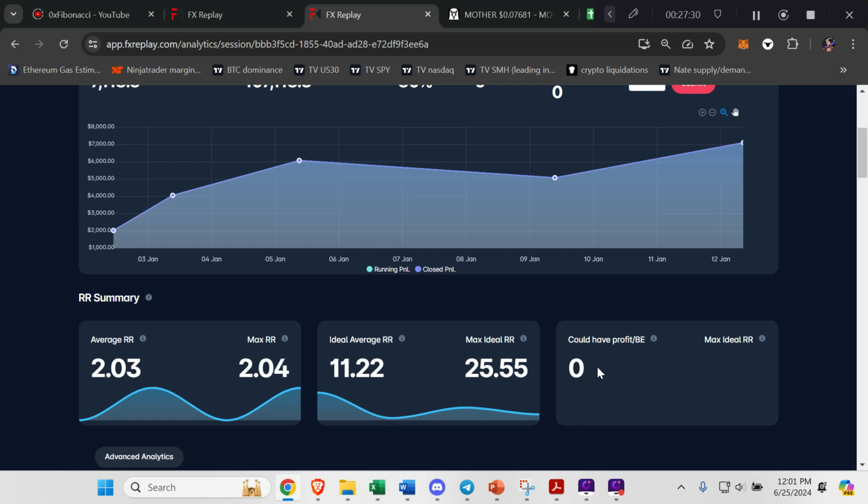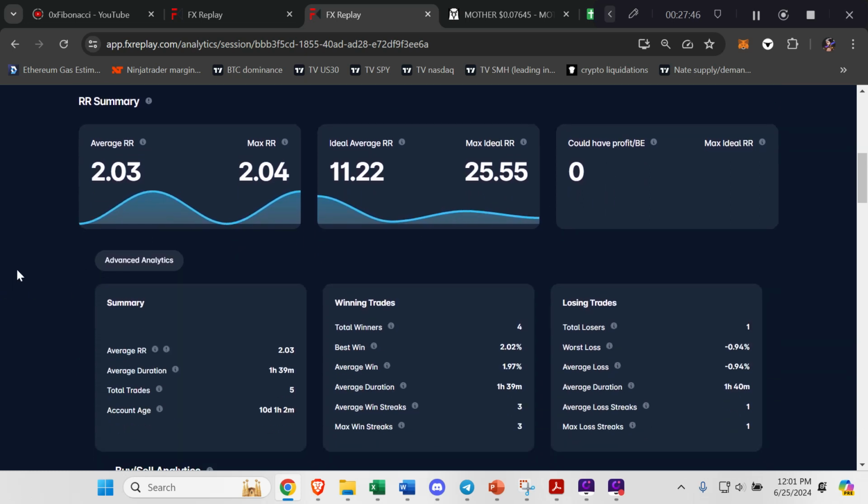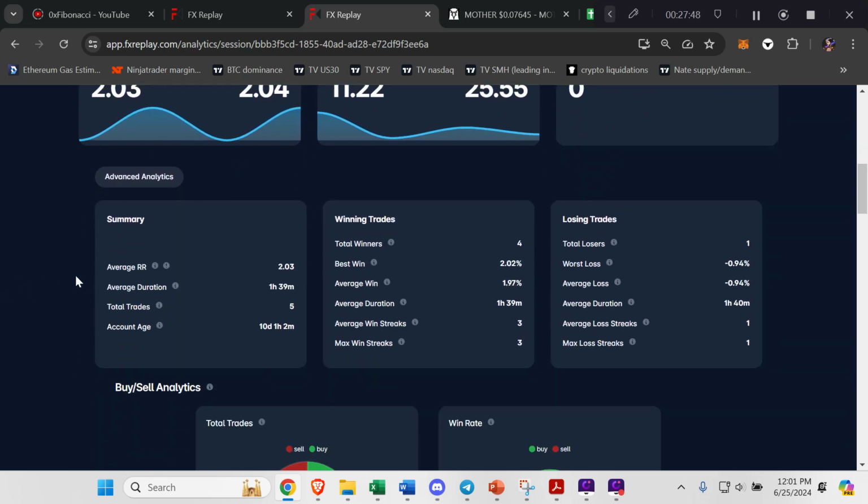Like maybe you're going for 10R trades or something, and you have a lot of trades that come back to losses before hitting your aggressive take profit. So if you have a lot of trades that you could have profited or break even, it might mean your take profit's a little too aggressive. And then a bunch of other advanced analytics they have.